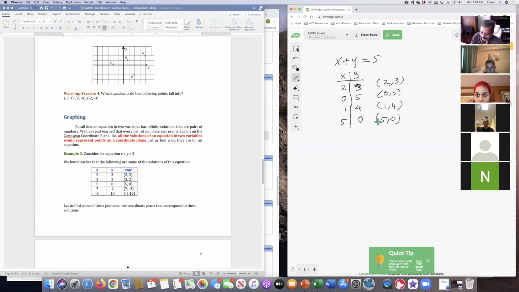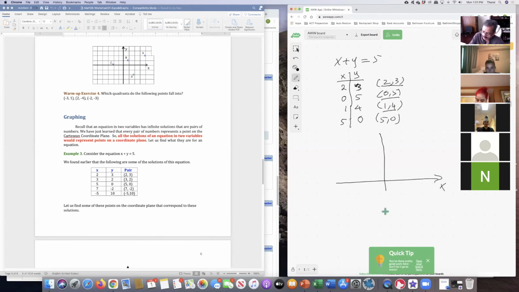There are many more, but I don't need all of them to identify the graph. The solutions of this equation are pairs of numbers. So therefore, we know that pairs of numbers represent points on the coordinate system. Each one of these is going to correspond to a point on the coordinate system. So I'm going to go to the coordinate system and find those points.